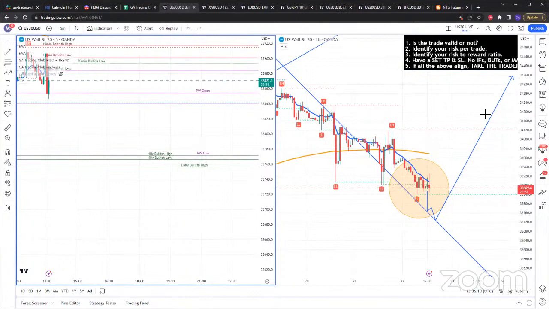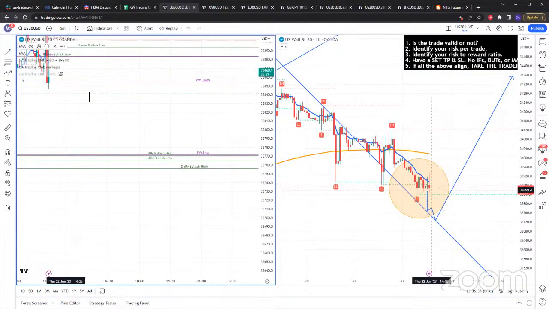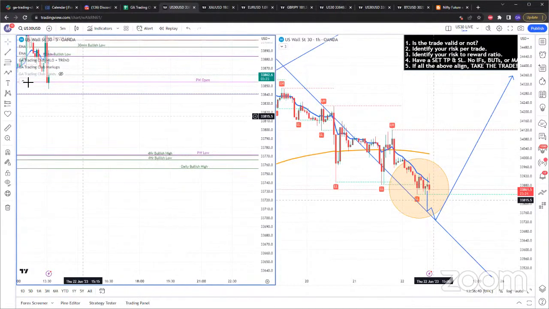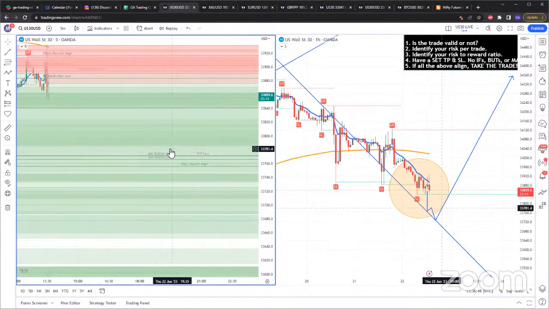Let's see here. So if I turn on the zones indicator, I already know we have a 4-hour bullish high here. We have a previous weekly low as well here. 4-hour bullish high, 4-hour bullish low. If I'm going to take a buy around these two high time frame buy order blocks, I want to see buyers sitting here. So when I turn on our zones indicator, guess what I see? All I see are buyers that are sitting down here.